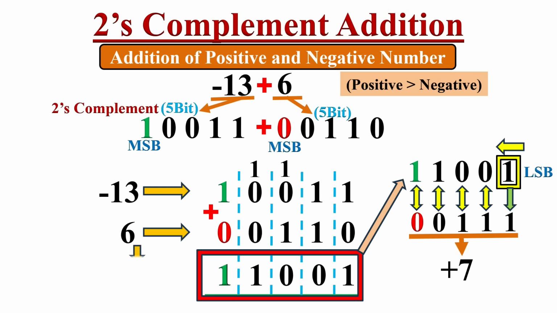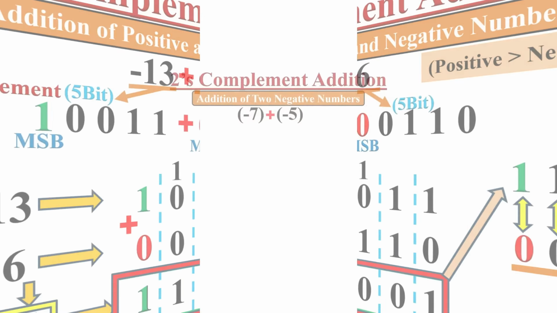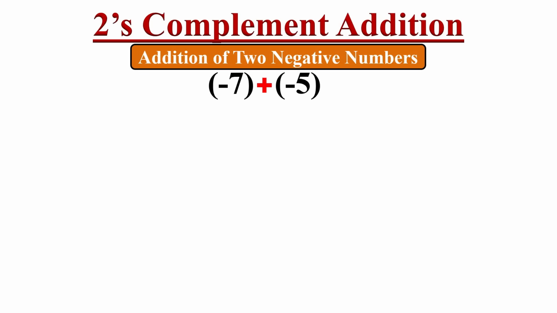Therefore, we can say that the above number is minus 7. Thus it is. Here the addition of minus 13 and plus 6 gave the result of minus 7. So our solution is correct. Now we will solve one more example. Here in this example, we will add two negative numbers, minus 7 and minus 5 using 2's complement form.